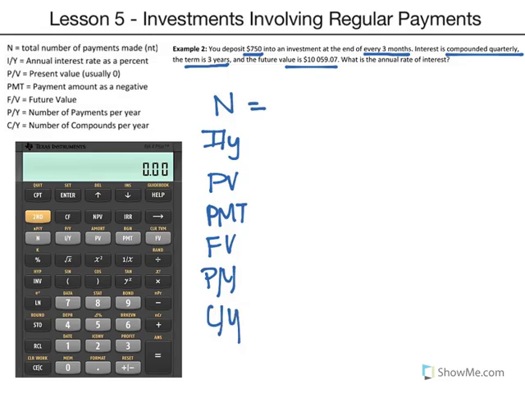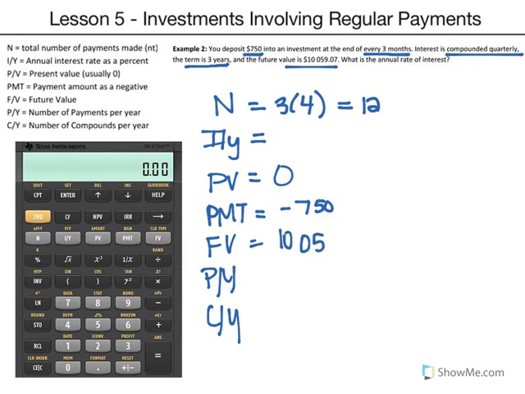So we're making payments 4 payments a year for 3 years, so there's 12 payments altogether. Our interest rate, we don't know. Our present value is 0. Our payment is minus $750. Our future value is $10,059.07. Our PY is 4 because we're making 4 payments a year, and it's compounding 4 times a year.